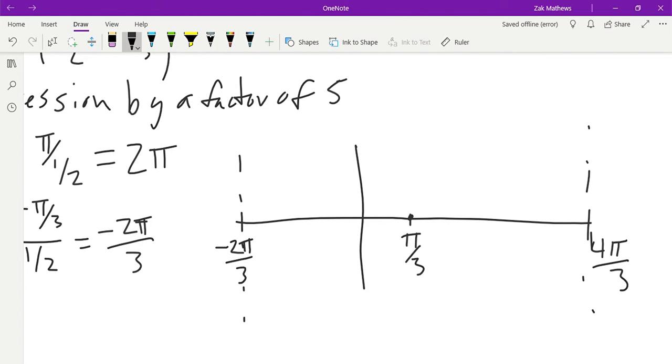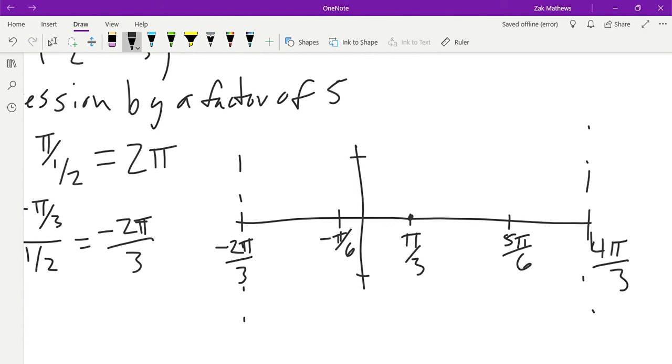Then if I look at my next halfway points, we'll start with this side. Negative 2 pi over 3 plus pi over 3 will be negative pi over 3. If I cut that in half, that would be a negative pi over 6. That will be one of my nice clean values. And then pi over 3 plus 4 pi over 3 would be 5 pi over 3. Cut that in half, 5 pi over 6. So just like with sine and cosine, we want to be comfortable with working with our fractions.